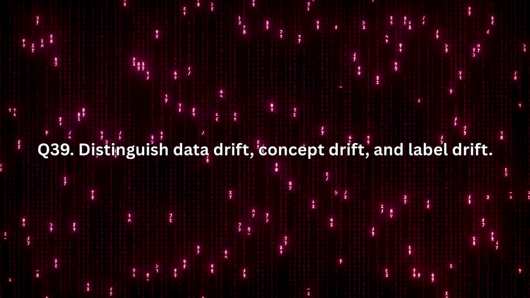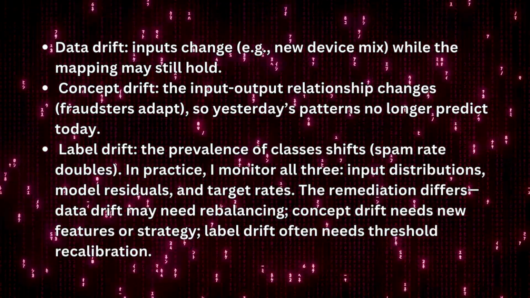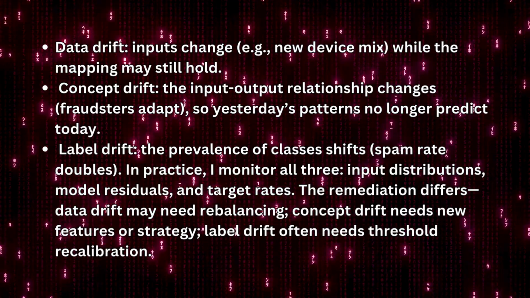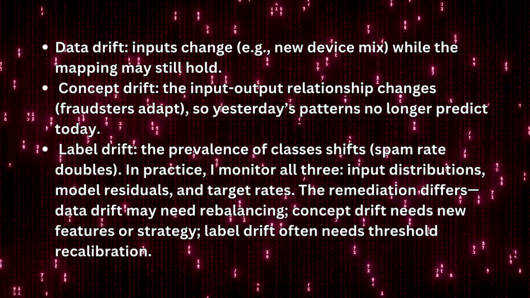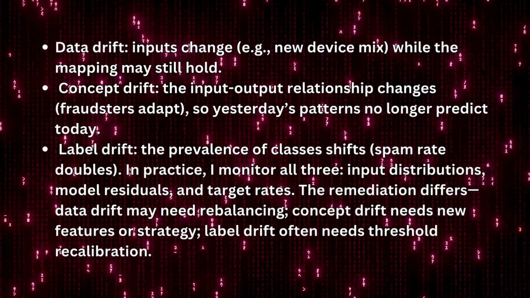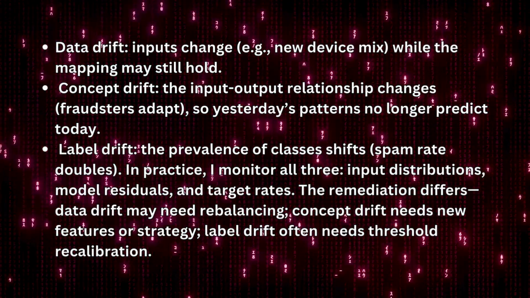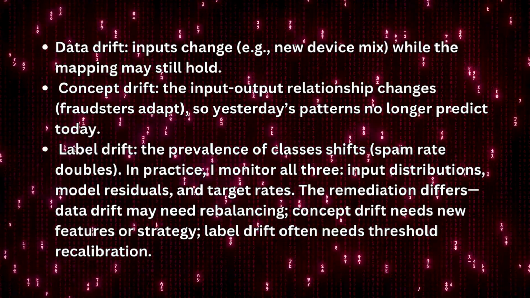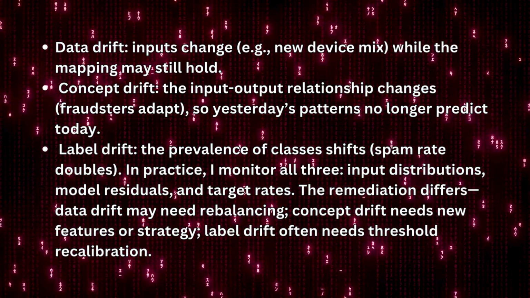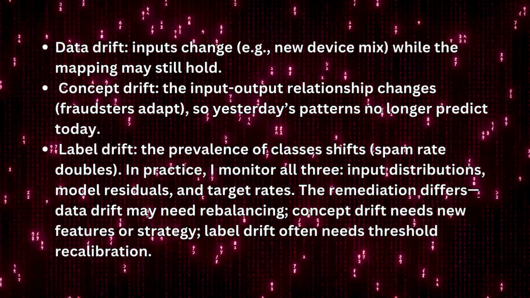Distinguish data drift, concept drift, and label drift. Data drift, inputs change. Example is new device mix, while the mapping may still hold. Concept drift, the input-output relationship changes. Fraudsters adapt, so yesterday's patterns no longer predict today. Label drift, the prevalence of classes shifts. Spam rate doubles. In practice, I monitor all three: input distributions, model residuals, and target rates. The remediation differs. Data drift may need rebalancing. Concept drift needs new features or strategy. Label drift often needs threshold recalibration.